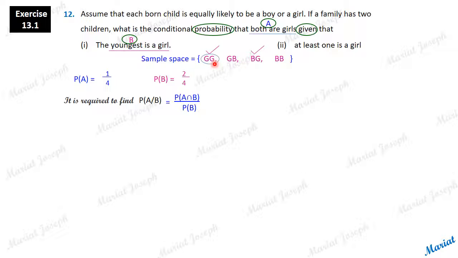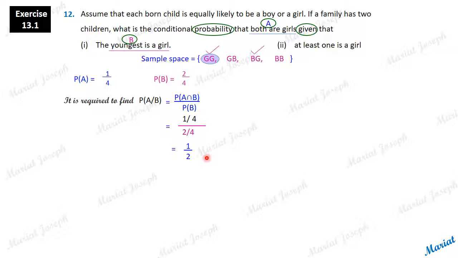So the common elements we are looking for. Both times we highlighted this one. This was under this condition, both are girls, as well as under this condition, youngest is a girl. So this GG happens to be the common element. Therefore, the probability of the intersection would be 1 out of 4, 1 by 4. Denominator, probability of B, is 2 by 4 itself. So the required conditional probability, on simplification, is 1 by 2.